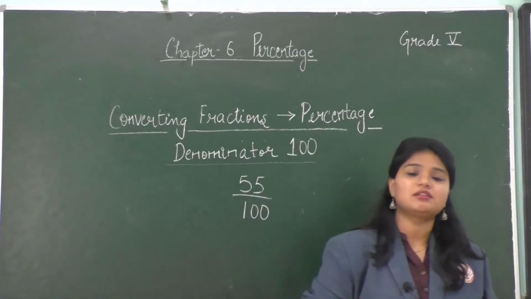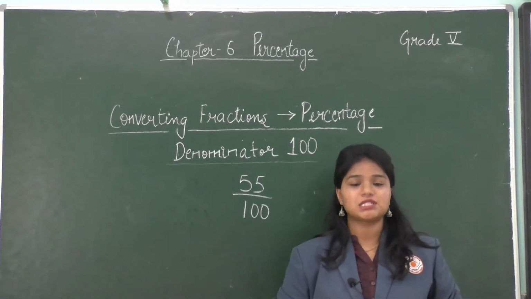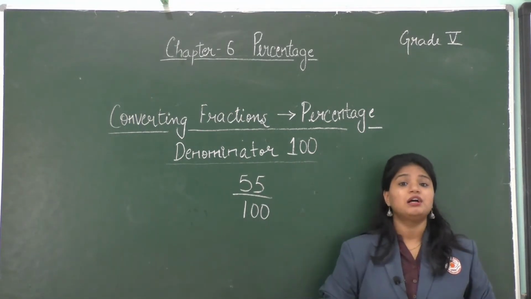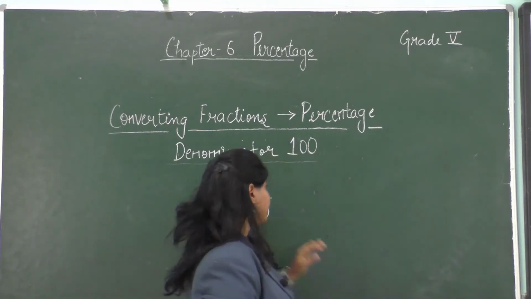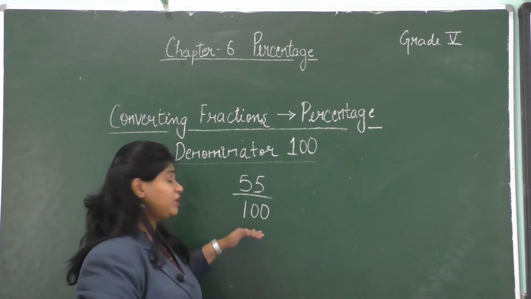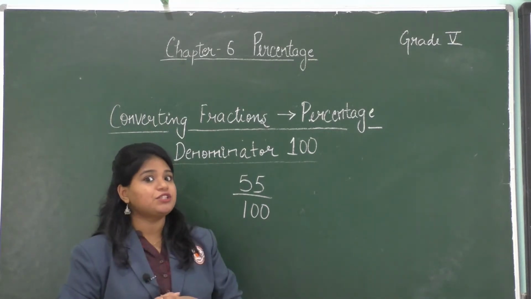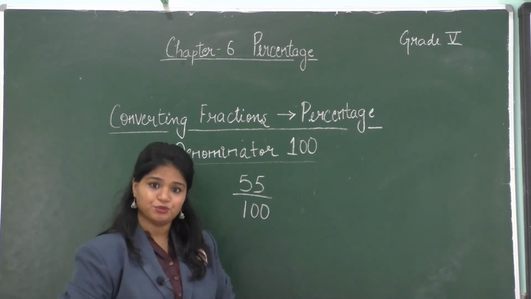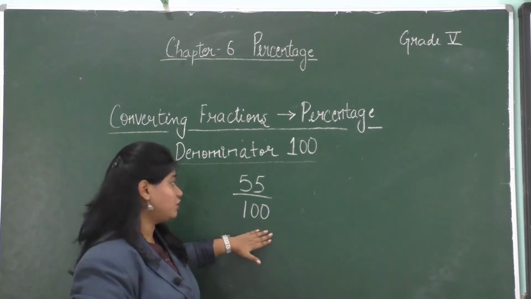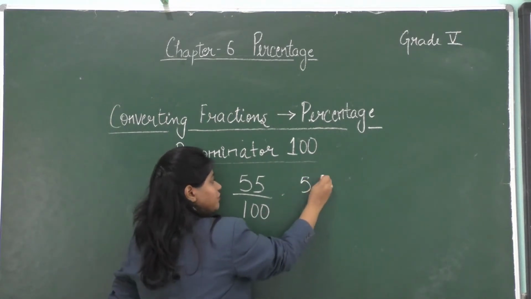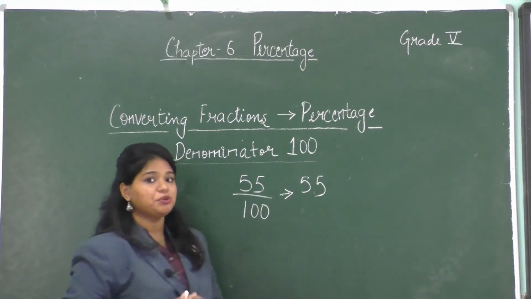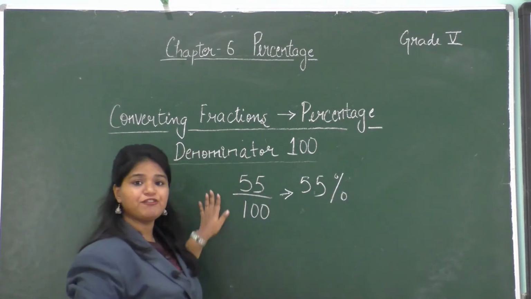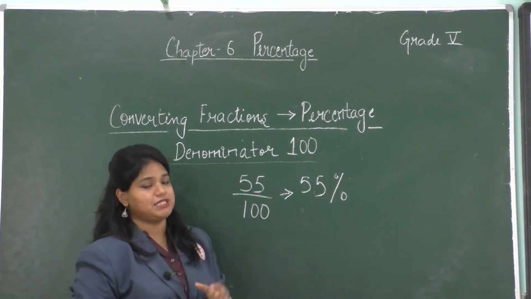So students, now let's learn how to convert fractions into percentage. First we will learn how to convert fractions with the denominator 100 into percentage. Here we have an example, 55 by 100. So the denominator is 100. It is very easy to convert the fractions with the denominator as 100 into percentage. You just have to omit the denominator. We will just write the numerator, and along with the numerator you have to add the percentage sign. So 55 by 100 becomes 55%.